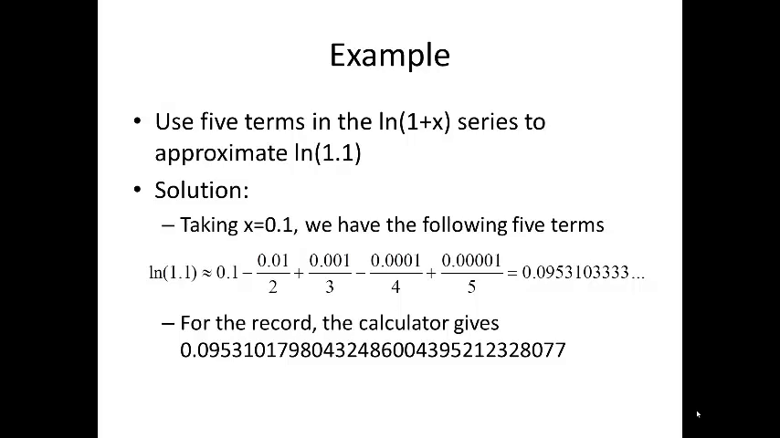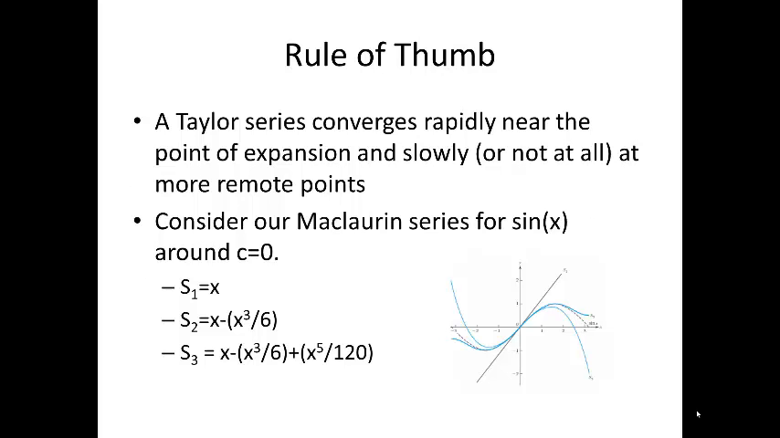The authors also cover how to compute e raised to the 8th using equation 1. In that case, there were far more terms needed to get a good result, and that leads us to a general rule. Basically, Taylor series converge rapidly near their point of expansion, and slowly or not at all at more remote points.